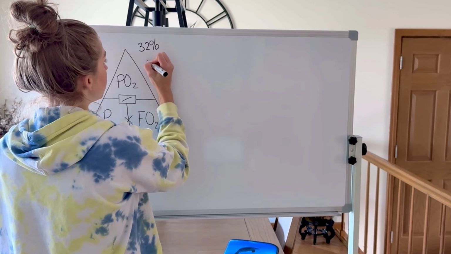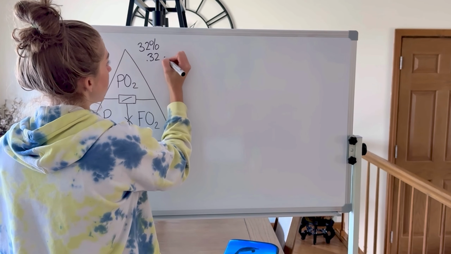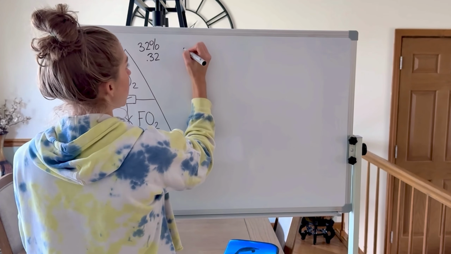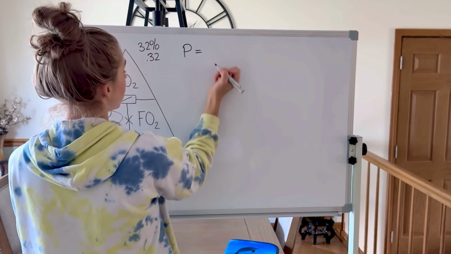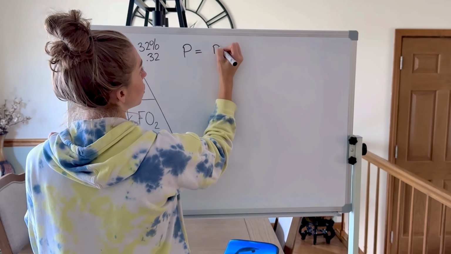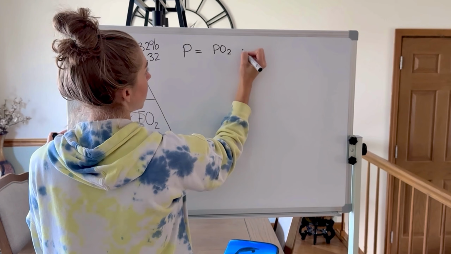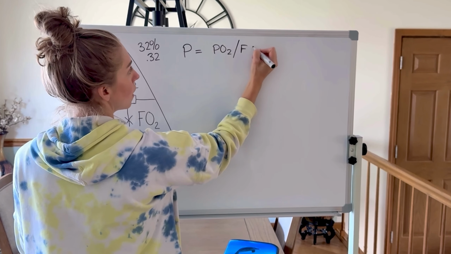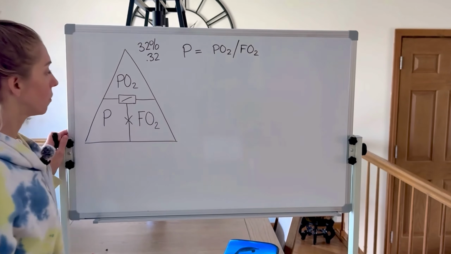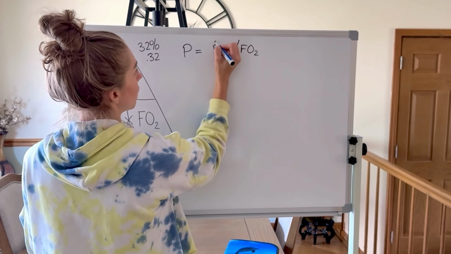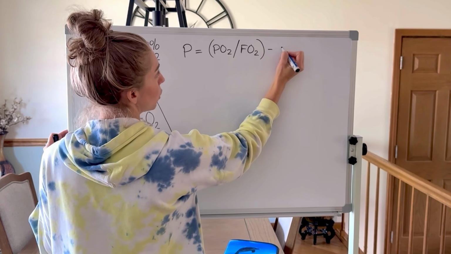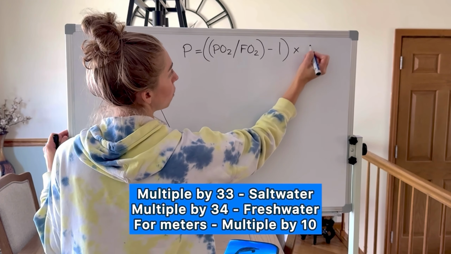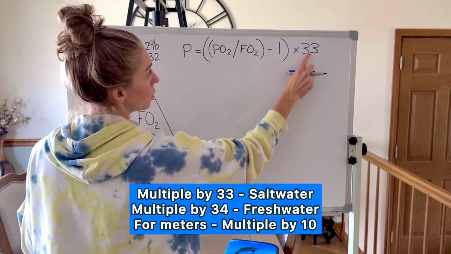And 0.32 is going to be the value that we use for our FO2 here. So the formula for P, because that's going to be our depth, is going to be PO2 divided by FO2. Actually, I have to put this in parentheses because we're going to subtract 1, and we're going to multiply the whole thing at the end by 33, which is going to be the depth.